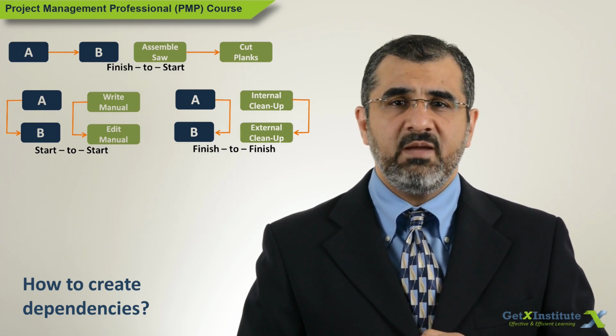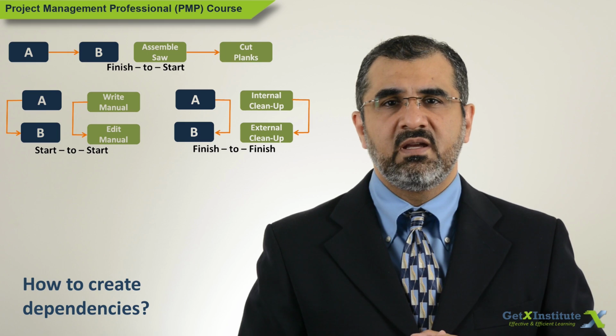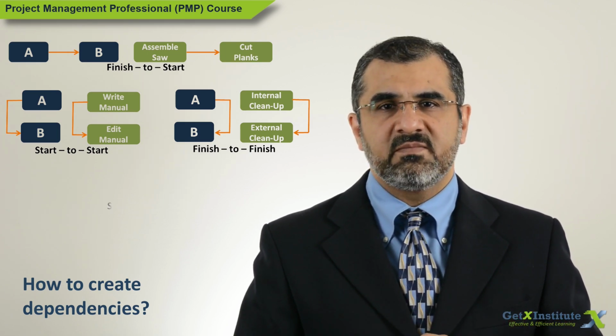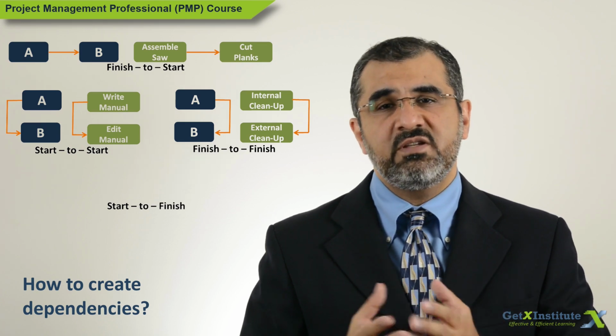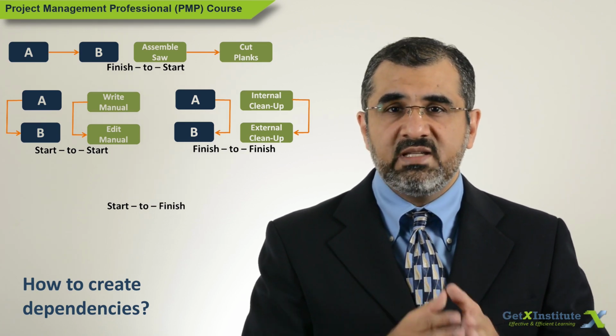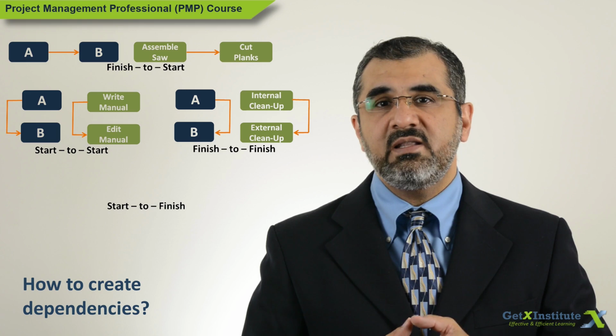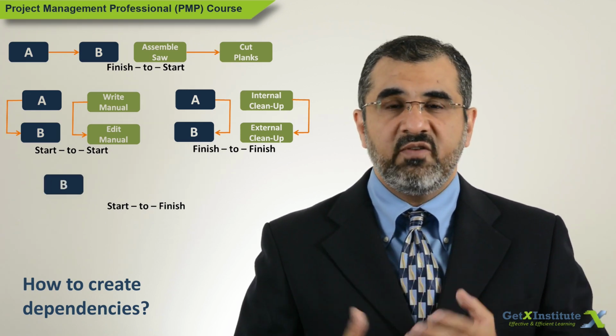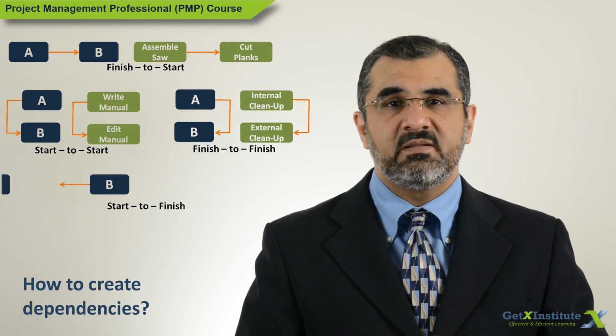The fourth type is rarely used. It is really for academic purposes that we're going to discuss. It is called the start to finish relationship. The predecessor activity cannot finish until the successor activity has started. So A cannot finish until B starts.